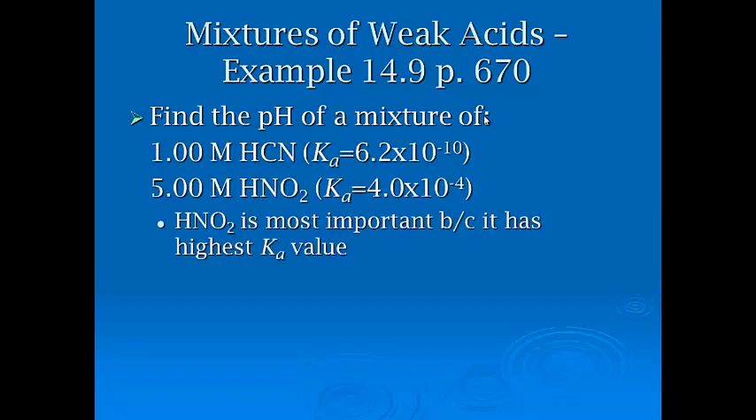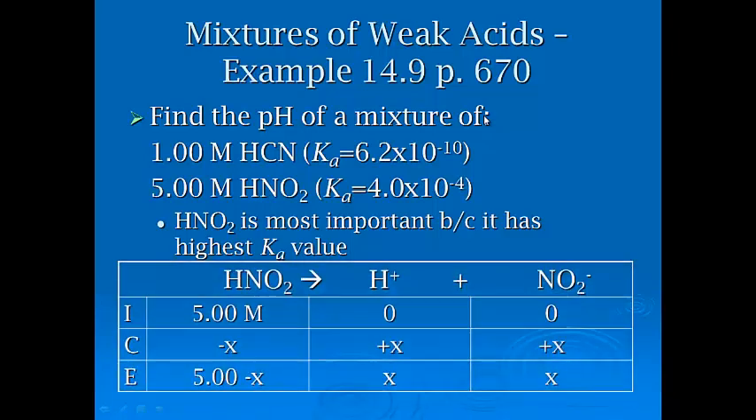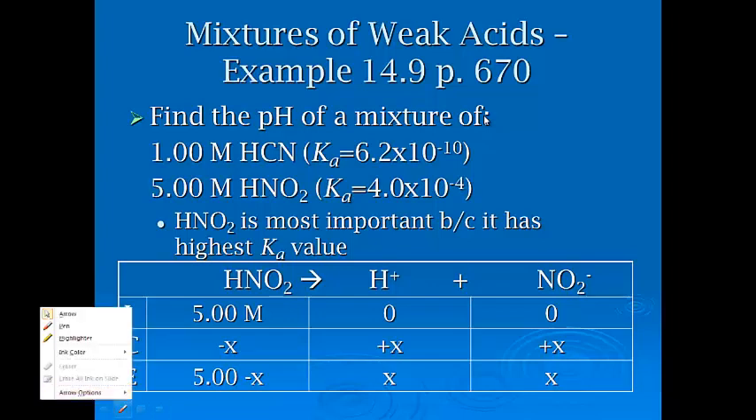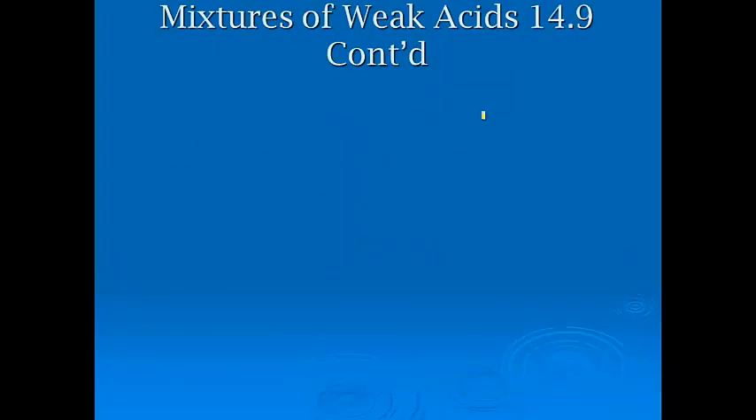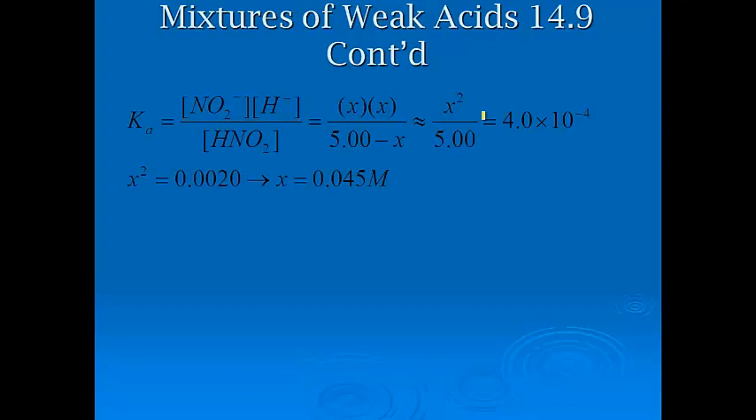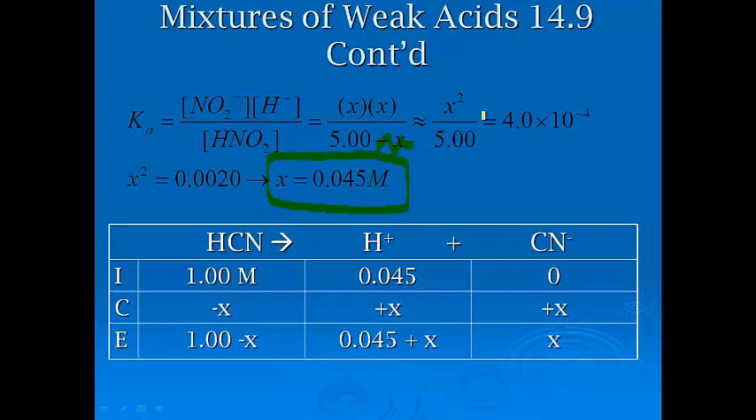Okay, so again, find the pH of a mixture of hydrocyanic and nitrous acid. Well, we're going to deal with the nitrous acid because it has the highest Ka value. So we've got to find the hydrogen ion concentration of just the nitrous acid, which is going to be that x value right there. Ka is still more than 1,000 times smaller than x, so we're going to go ahead and get rid of that x value here. We solve, and the first x value is going to be 0.045 molar.